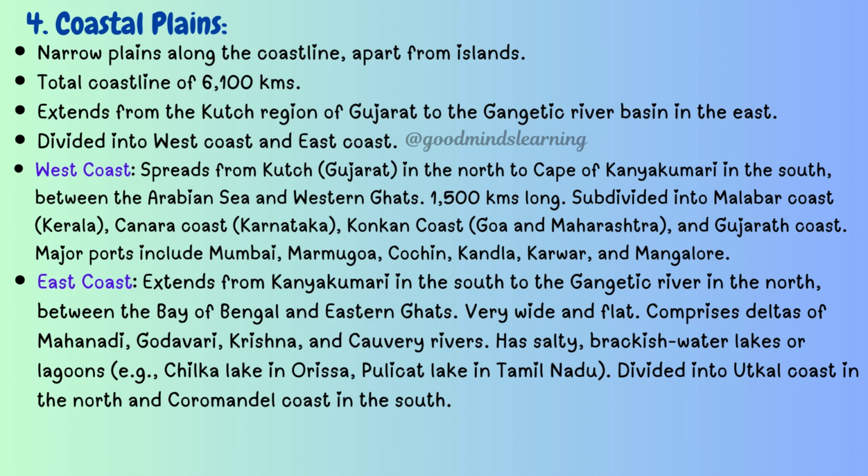East Coast extends from Kanyakumari in the south to the Gangetic River in the north, between the Bay of Bengal and Eastern Ghats. Very wide and flat. Comprises deltas of Mahanadi, Godavari, Krishna and Kaveri rivers. Has salty, brackish water lakes or lagoons. Example: Chilka Lake in Odisha, Pulicat Lake in Tamil Nadu. Divided into Utkal Coast in the north and Coromandel Coast in the south.